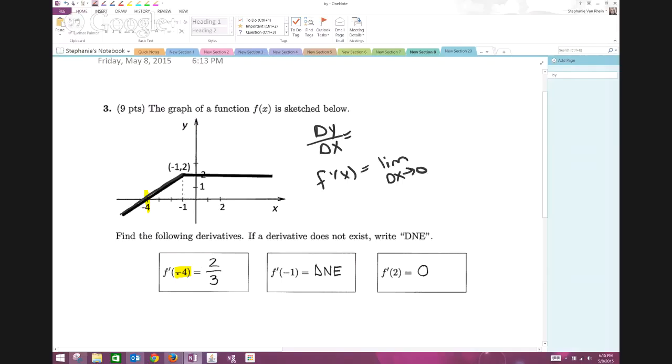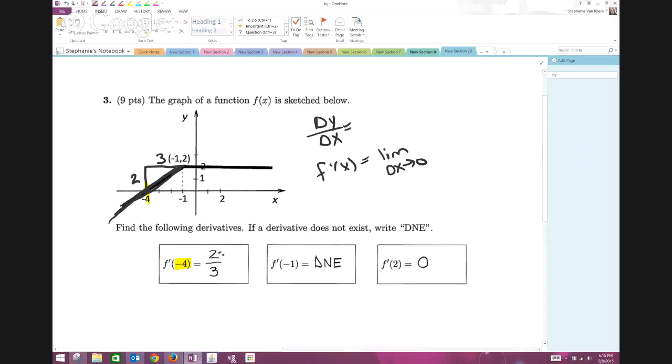In this case, the slope at x equals -4, the derivative, is going to be the approximate slope. If I think of the slope as rise over run, I go up 2 units and I run 3 units. So the slope here would be 2 over 3.